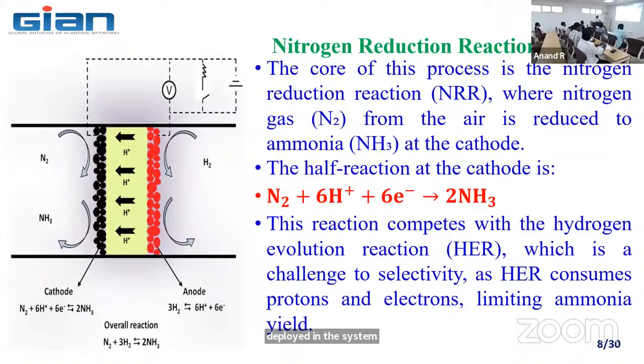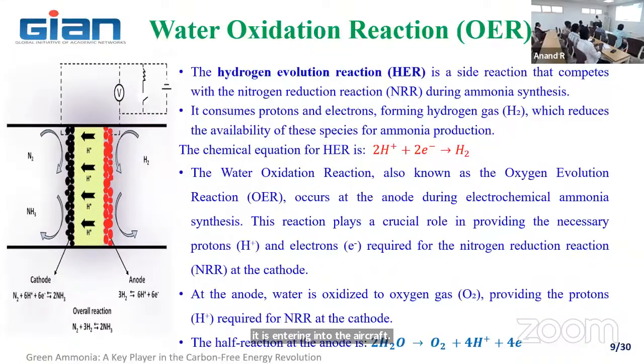So what is the nitrogen reduction reaction? The core of this process is the reduction reaction where nitrogen from the air is reduced to ammonia at the cathode. Okay, this is the reaction happening. So 6 H plus through the electrolyte is entering the cathode. Then 6 electrons from the anode.